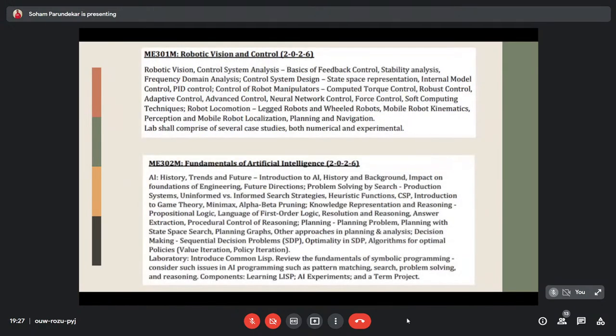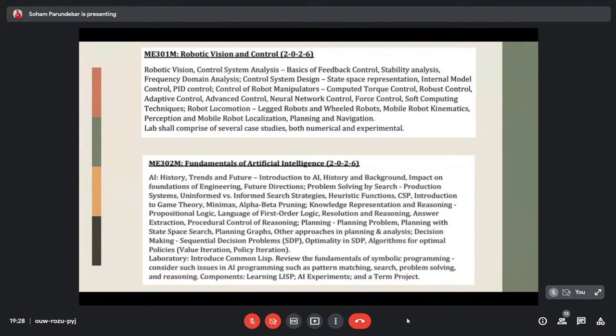In the next sem, we'll be studying robotic vision and control. The lab will comprise various case studies, both numerical and experimental. And in the next sem, we'll be studying fundamentals of AI. As you can see, the major portion is about robotics, and only in the last semester will we study artificial intelligence. The syllabus is Introduction to Artificial Intelligence, and it involves laboratory work based on artificial intelligence as well.